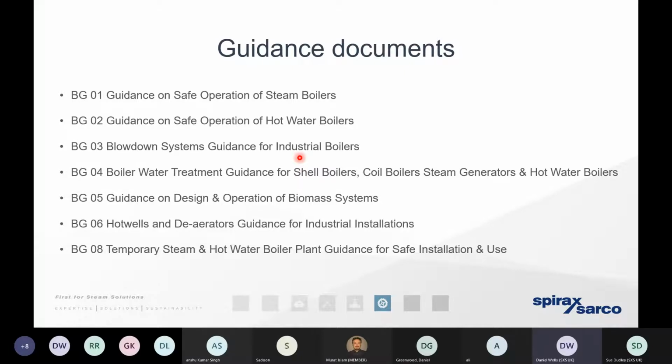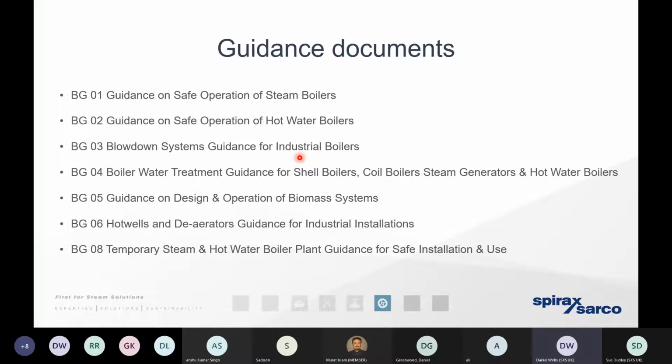The thing to bear in mind is that these BG documents are all written by the Health and Safety Executive here in the UK. So the Health and Safety Executive don't care whether we're producing steam efficiently from an energy perspective. That's not their problem. They don't care if we've got a huge amount of carbon emissions as a result of consuming more fuel and producing steam inefficiently. Not their problem.